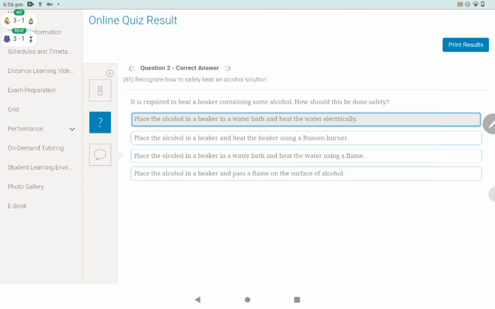It is required to heat a beaker containing some alcohol. How should this be done safely? Okay, so alcohol is ethanol. Ethanol is highly flammable, so anywhere near flame is highly dangerous. So to do it safely, it's best to place the alcohol in a beaker in a water bath and heat the water electrically.